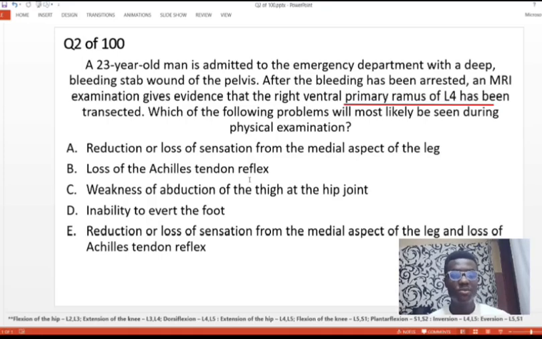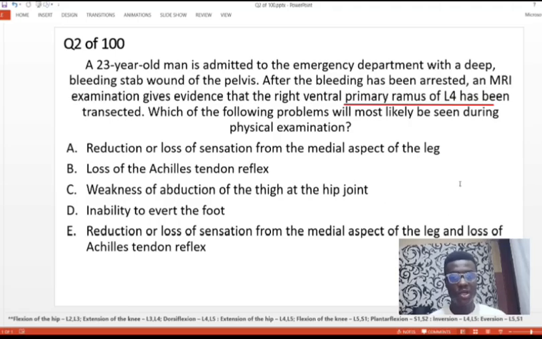Weakness of abduction of the thigh at the hip joint. The major muscles responsible for abduction of the thigh at the hip joint are the superior and inferior gemelli muscles, the obturator internus, and the upper fibers of the gluteus medius and gluteus minimus, the gluteus medius and minimus acting as the primary abductors of the thigh. The innervation to these muscles is basically L4, L5, and S1, and not predominantly L4, but predominantly L5 and S1. Now, inability to evert the foot. Going by the major myotomes that I listed, eversion of the foot is controlled by L5 and S1. L4 does not even take part in the myotome, so that is definitely out of our options.